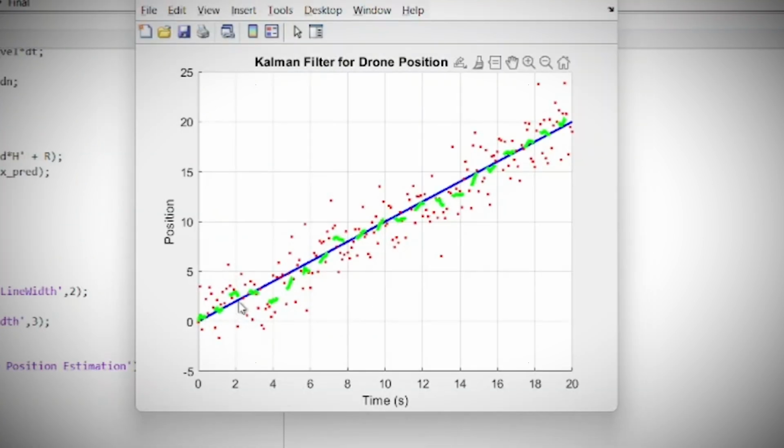As we can observe, the blue straight line is the true position of the drone. The measured position is scattered all along. This is due to the noise that affects the measurements. And finally, we have the green dotted line, the one which we got from the Kalman filter. As we can see, it is closer to the actual position than the sensor readings that we got.